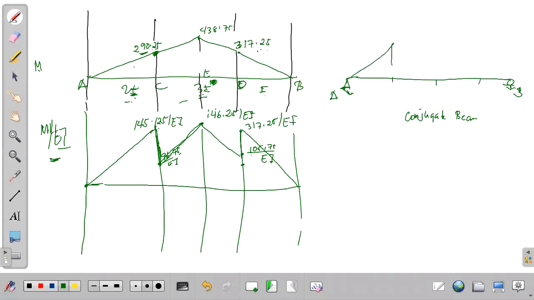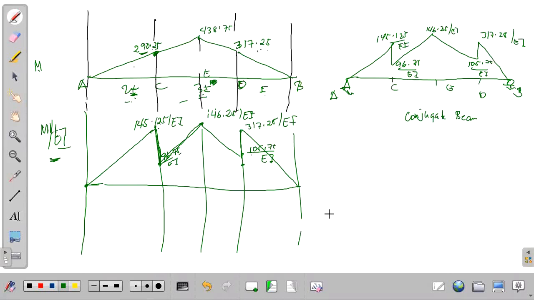145, 96, 146, 105. Okay. So we have 146.25 over EI. Okay, so this would be now our conjugate beam diagram. This is 145.125 over EI. Okay? C, D, E.